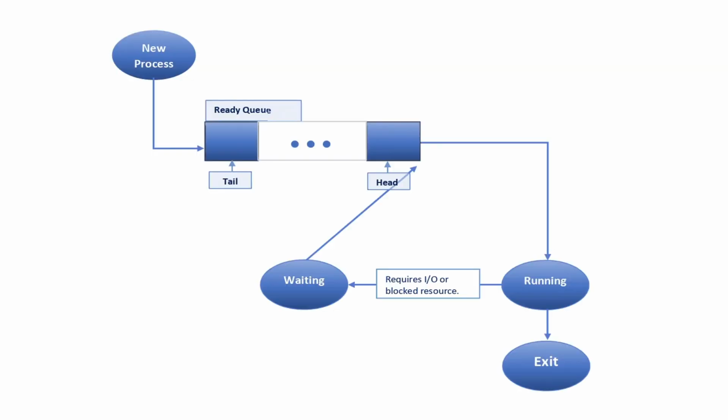So this is the diagram of non-preemptive scheduling. There is the new process, this is the ready queue, this is the tail, and this is the head. This is the waiting state, which requires input-output resources, and the process then goes to running and then comes to the exit.